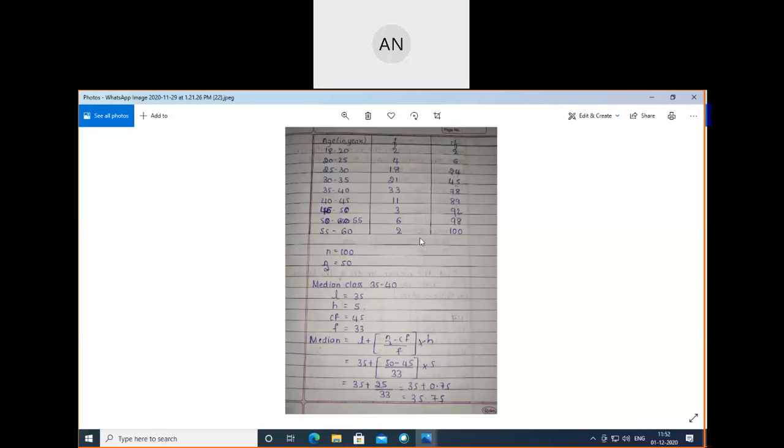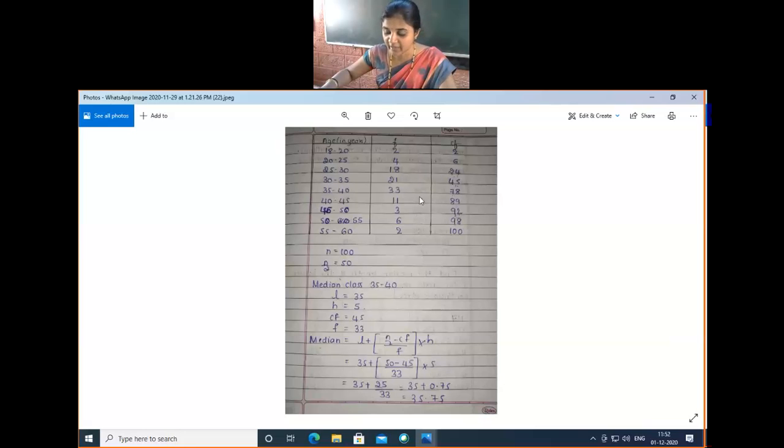Why do we have to take 18? 18 to 20, Mataji, first. Okay, first class interval. See, a life insurance agent found the following data for distribution of ages of 100 policy holders. Calculate the median age if policies are given only to persons having age 18 years onwards. This is mentioned in the problem, Anvit. So policies are given only to those 18 years onwards, so we can start the data with 18 to 20. Is that clear?